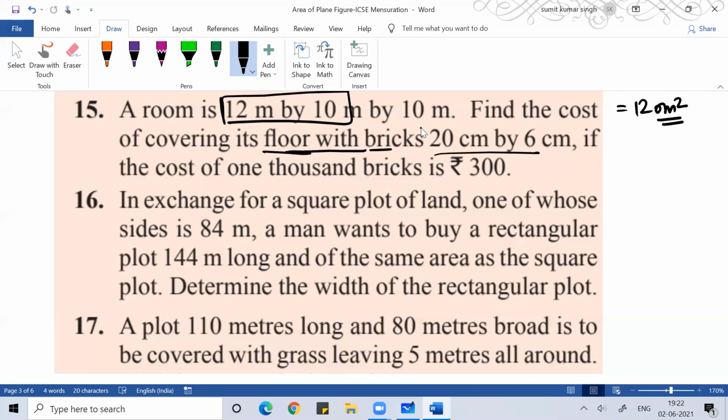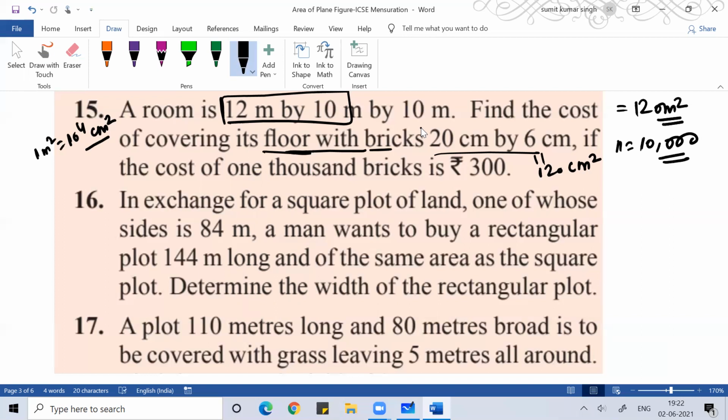So this we converted to meter. So the area of brick we got is 120 centimeter square. So in meter we know that 1 meter square is equal to 10 to the power 4 centimeters square. Yes, sir. So if we divide the area of room by area of bricks, we'll get the number of bricks. Number of bricks we require 10,000.